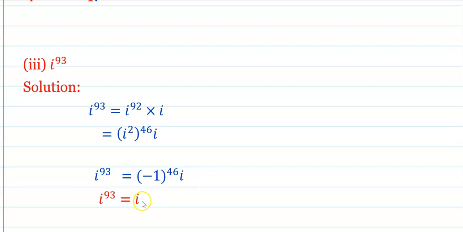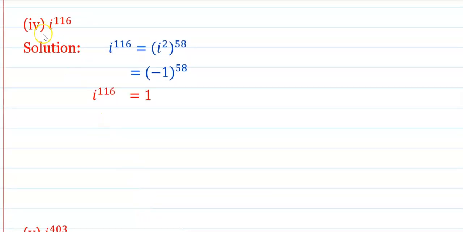Okay. Next, i raised to 116. Again, it can be written as (i square) whole raised to 58. If we take the product of these two, we get 116. Again, i square is minus 1. Minus 1 raised to an even number is plus 1. And hence, i raised to 116 is equal to 1.